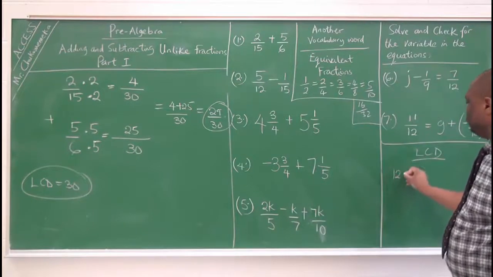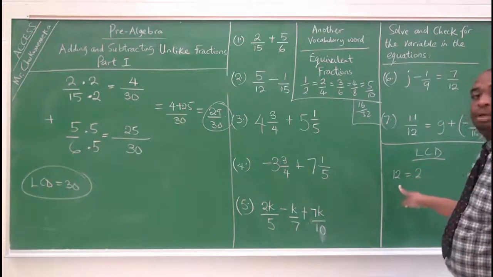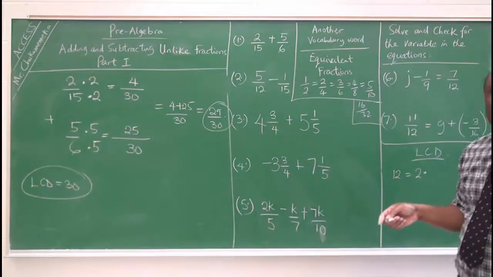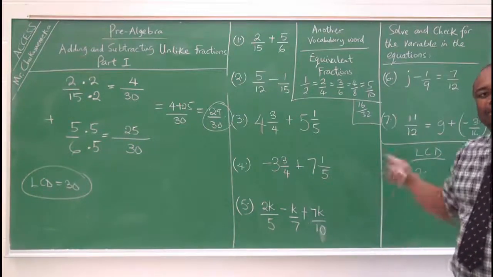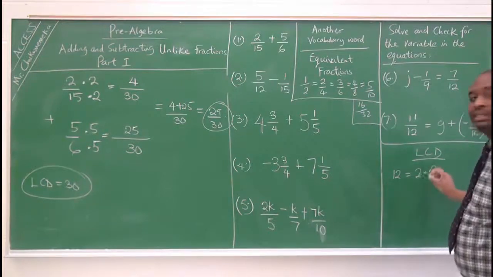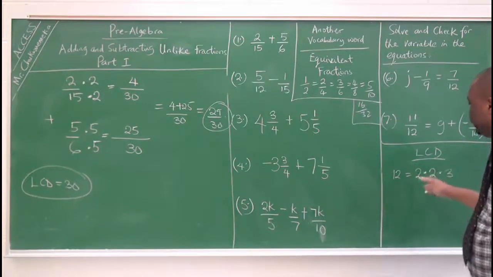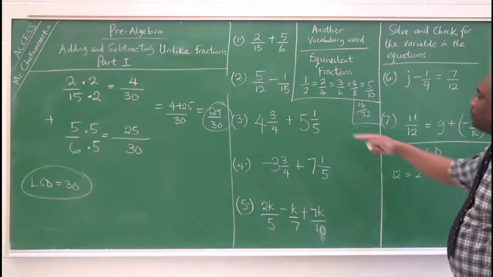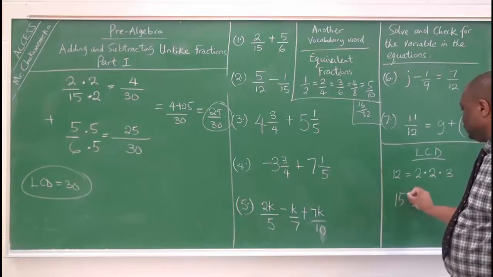So we have 12. 12 is 2 times 6. Now simplify 6 again, because 6 is not a prime number. 2 can still go. 2 into 6 is 3. So this is 2 times 2, 4, 4 times 3, 12.